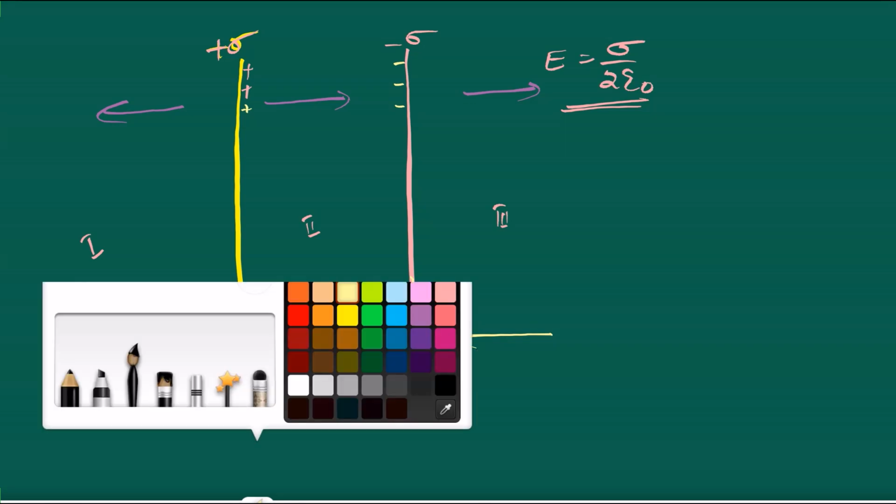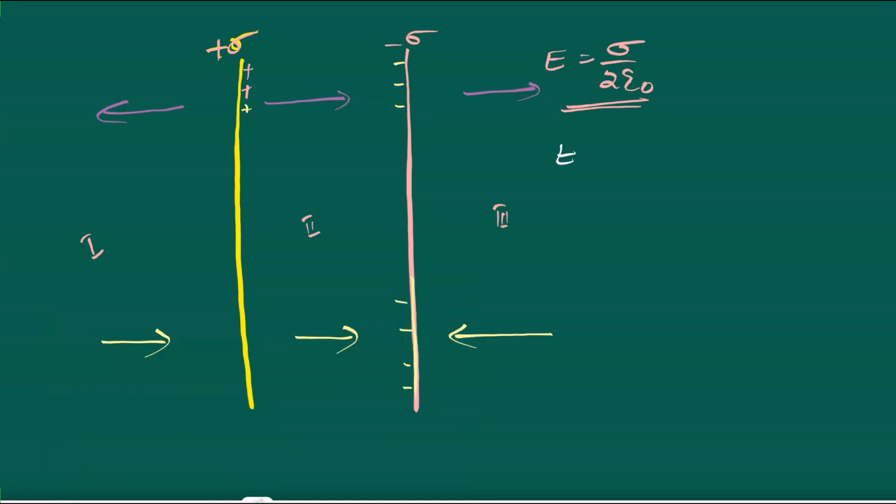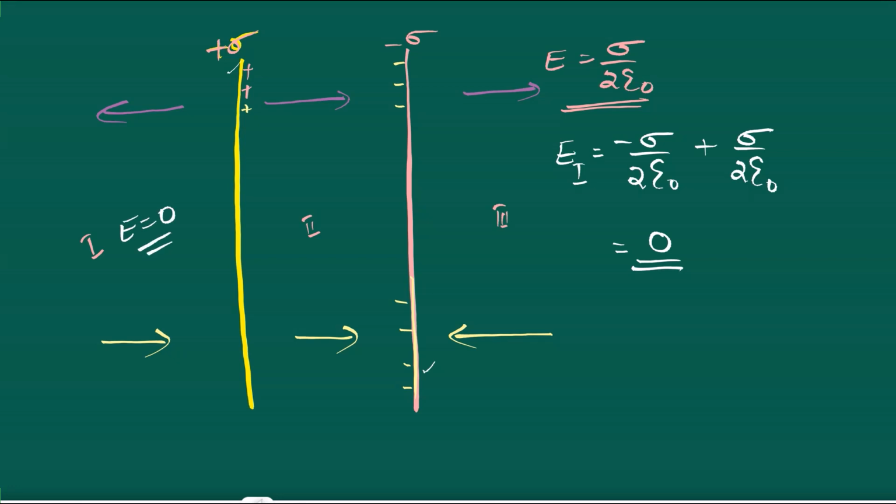Now let us calculate the electric field in region 1. In region 1, the electric field due to the plus sigma is in the negative direction, so we take it as minus sigma divided by 2 epsilon naught. But due to the negative charge plate, it is acting in the positive x direction, so we take it as plus sigma divided by 2 epsilon naught. So the electric field becomes 0. In region 1, the electric field is equal to 0.